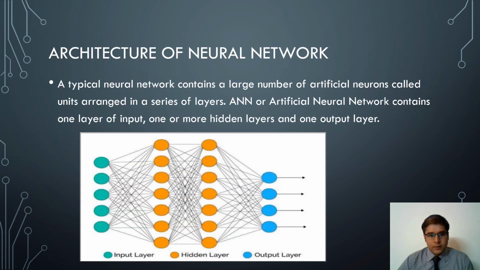Architecture of neural network. A typical neural network contains a large number of artificial neurons called units arranged in a series of layers. So these are layers of neurons. Each of them is a separate neuron. An artificial neural network or ANN contains one layer of input, this is the input layer, one or more hidden layers, these are the hidden layers, and one output layer.